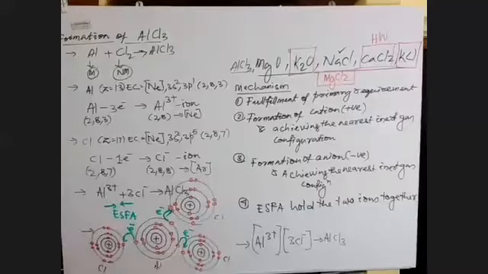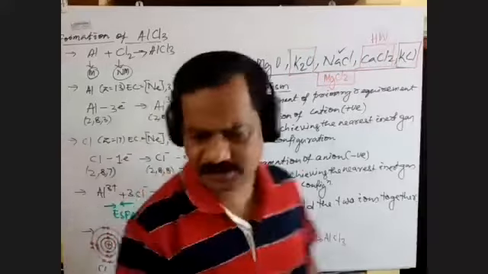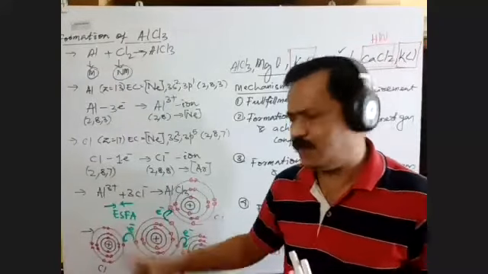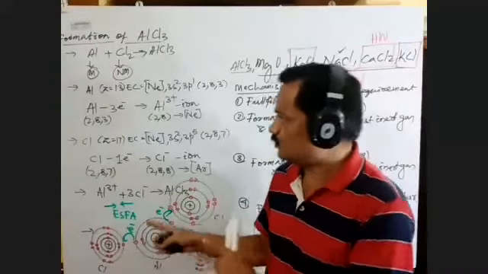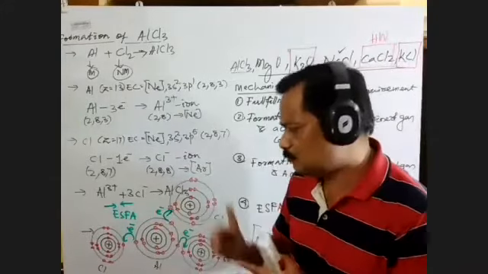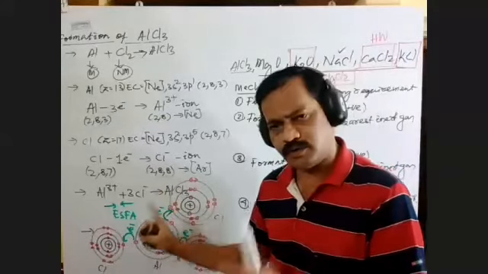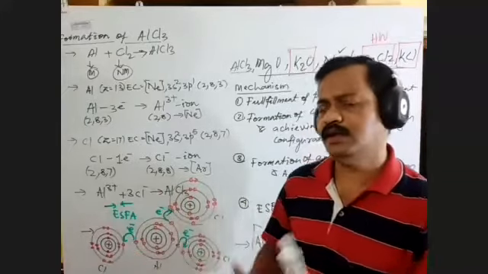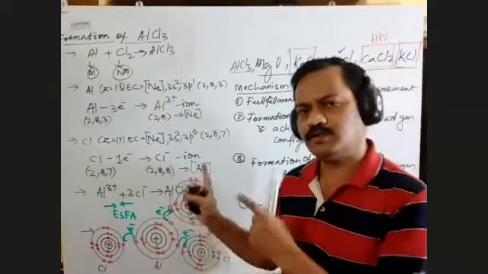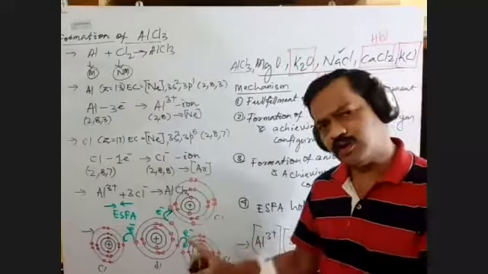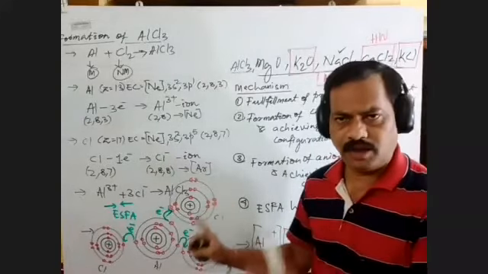Now the compounds which are formed: you can observe here that electrostatic force of attraction is holding the two ions together. That's why this is called the electrovalent bond. What bond do we call it? Electrovalent bond, because strong electrostatic force of attraction holds the two ions together. That's why we call it an electrostatic bond or electrovalent bond. Similarly, it is also called an ionic bond.